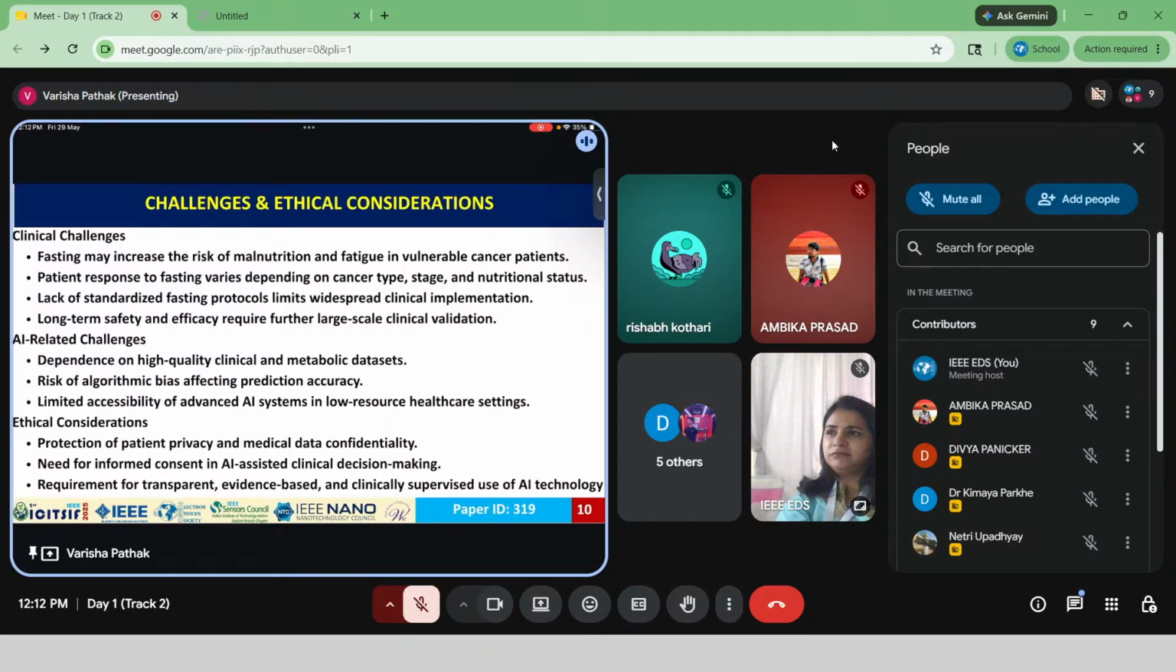From the AI perspective, challenges include dependence on high quality datasets, algorithmic bias, and limited accessibility in low resource settings. Ethically, patient privacy, informed consent, and transparent AI assisted decision making remain essential considerations.